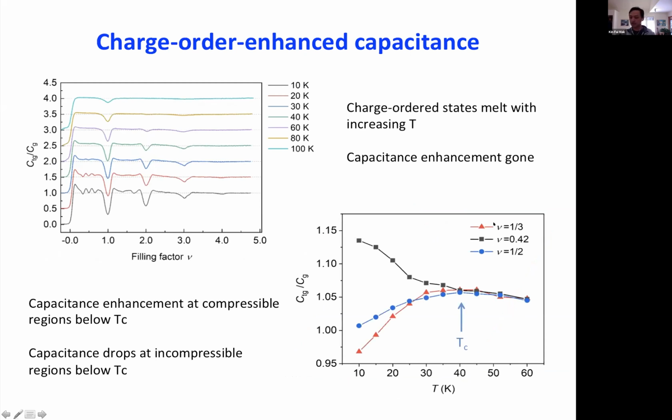For the commensurate filling factors like 1/3 and 1/2, you expect crystal states. With decreasing temperature below T_C, the melting temperature of the electron crystals, the capacitance decreases because it goes to an incompressible state, as expected. But at the compressible region, like filling factor 0.42, an incommensurate filling factor, the capacitance actually increases when you go below the charge order states. So we think the capacitance enhancement here is really related to the charge order formation in the system.